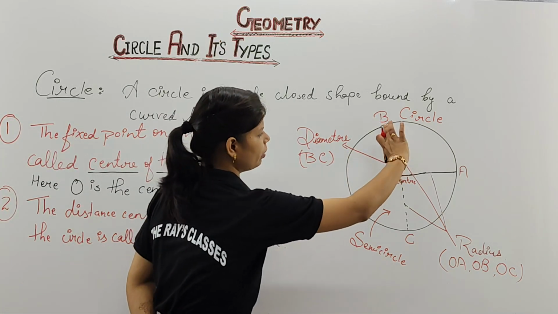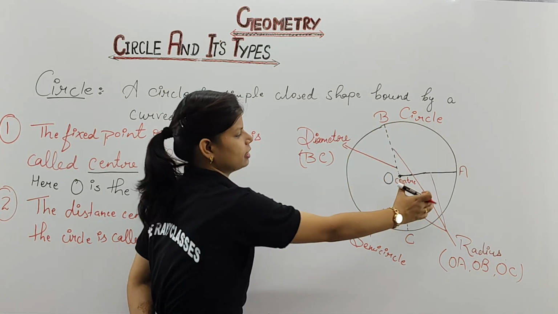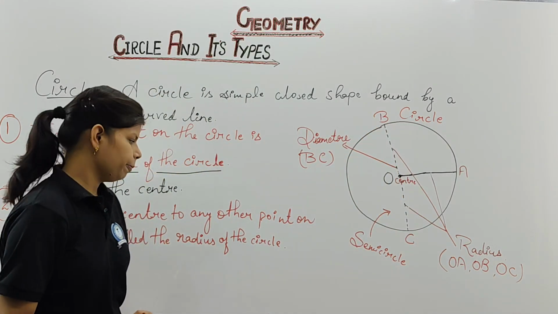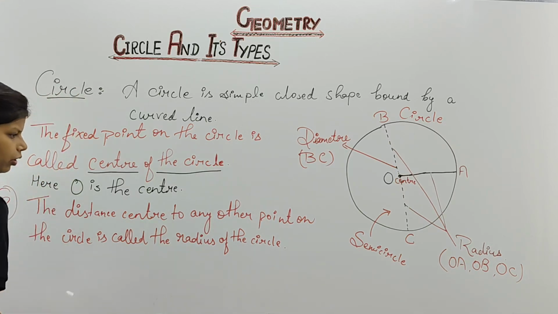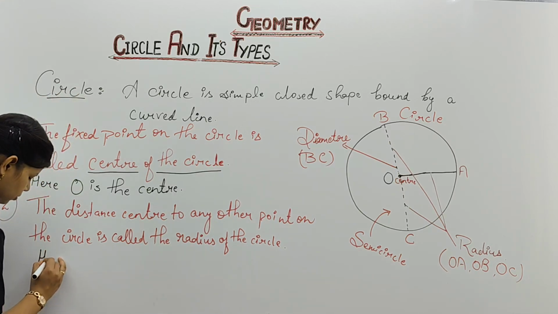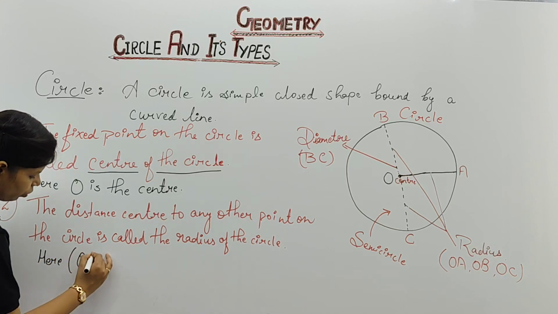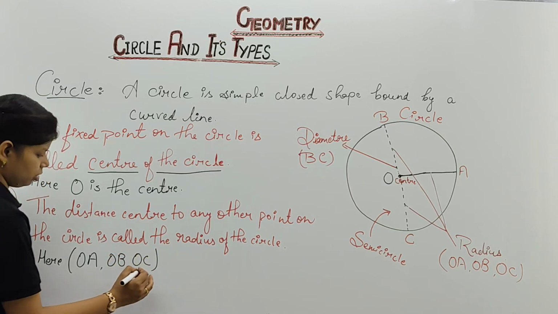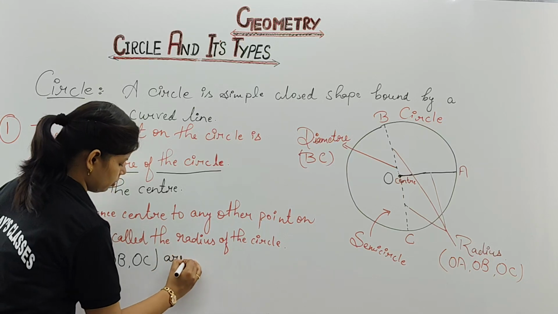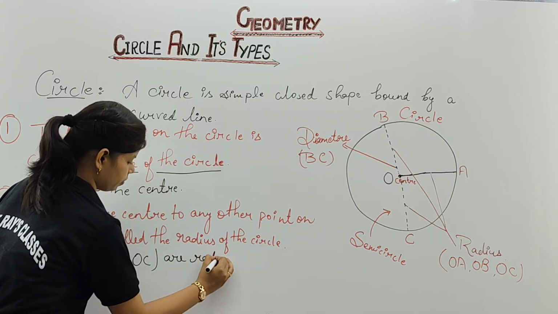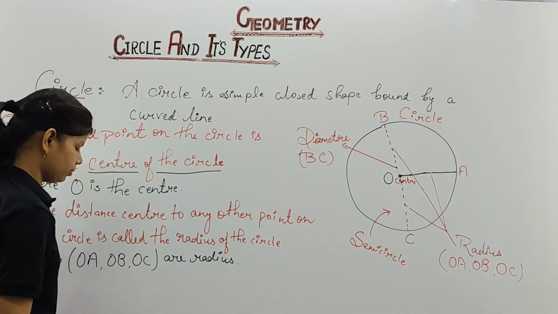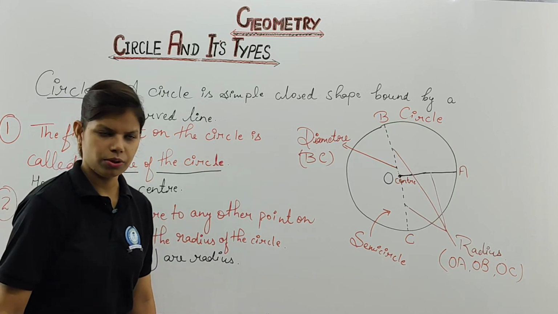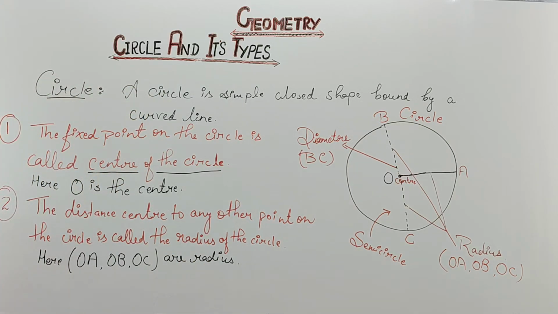You can see here OB has equal distance, OC has equal distance, as well as OE also has equal distance. Clear? Understood? So here, what are your radii? Your radii are OA, OB, OC. Clear? OA, OB and OC are your radius. Understood? Now let's move to the other part, your diameter.